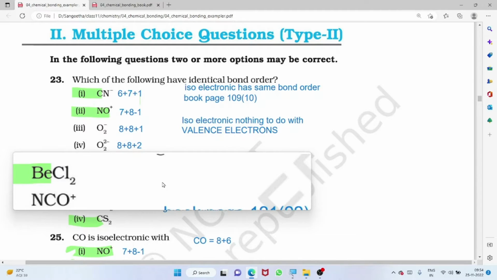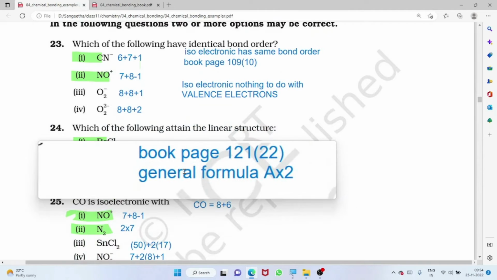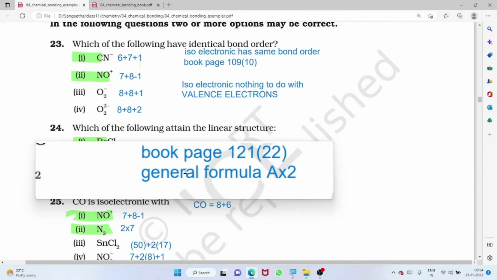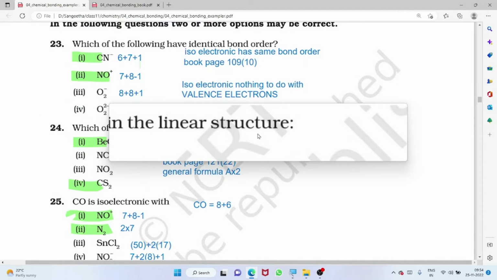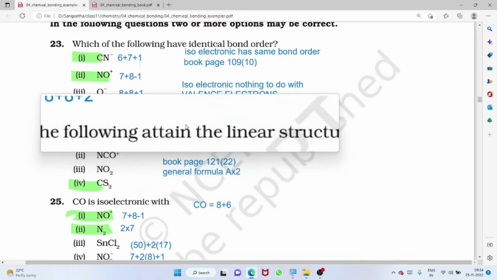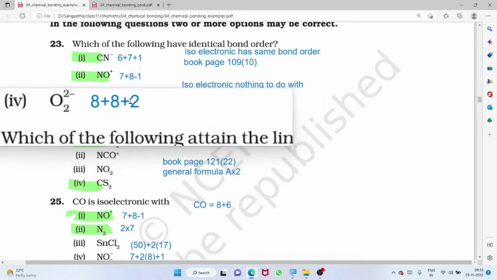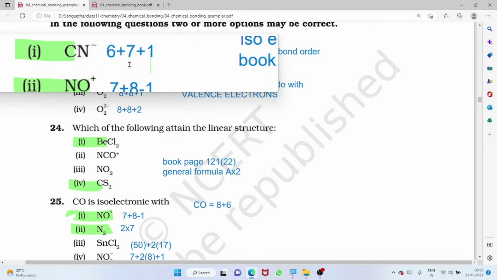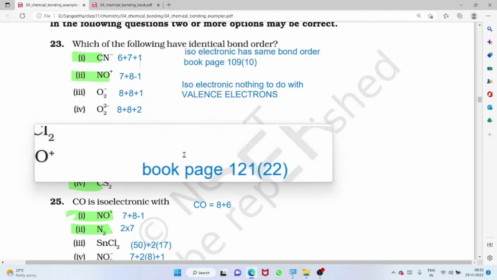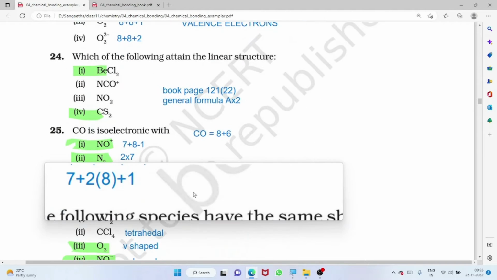Okay. Which of the following have an identical bond order? The isoelectronic species have the identical bond order. See, isoelectronic has nothing to do with the valence electrons. You have to use the atomic number. Okay, based on that, you'll see these two have 14 electrons. So here they have the same bond order.